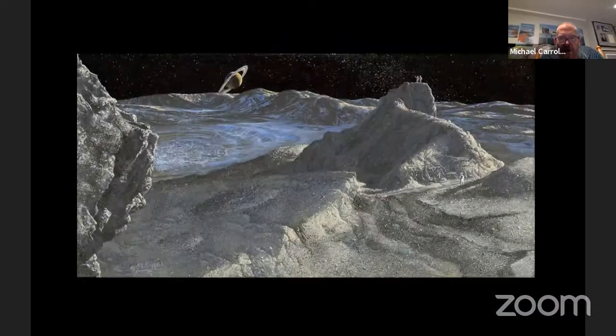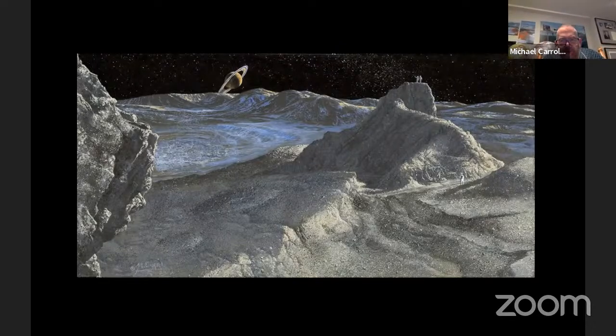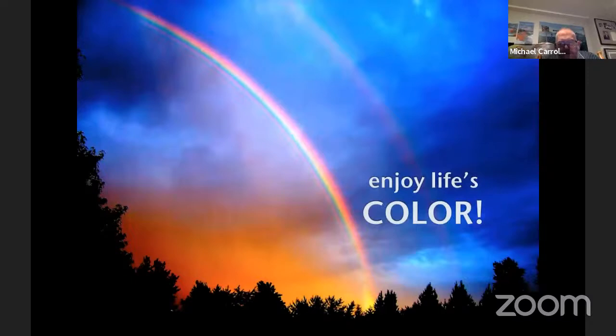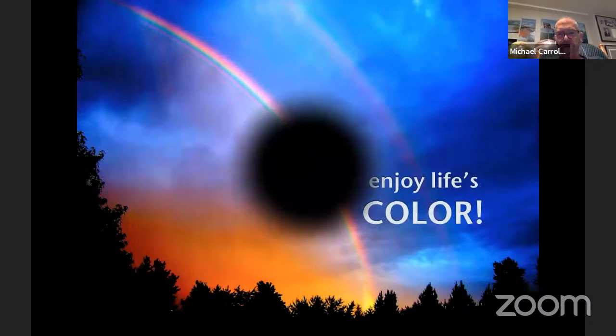So we can't go out there and see with our own eyes yet, but we can certainly enjoy this unique and dynamic and amazing planet that we are living on today, and we can enjoy the colors that we see through our telescopes. So thank you very much.